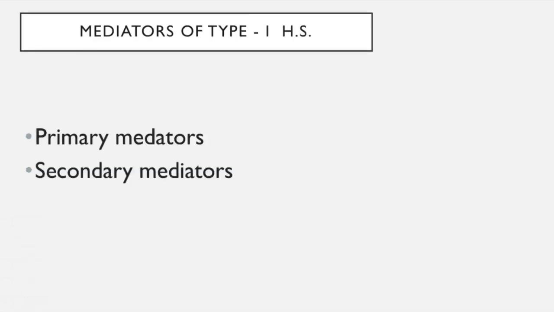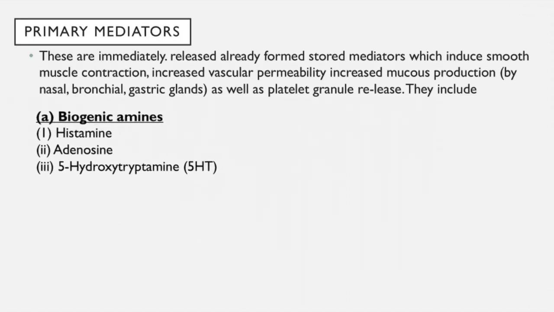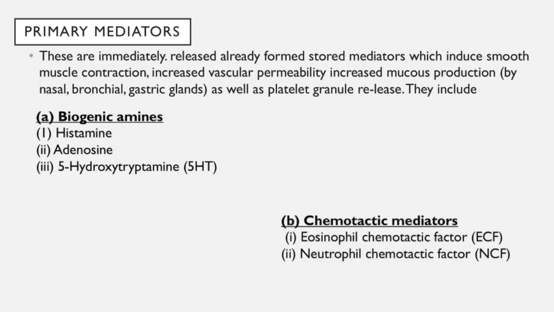Type 1 hypersensitivity involves two types of mediators. They are primary and secondary mediators. Primary mediators are immediately released, already formed, stored mediators which induce smooth muscle contraction, increased vascular permeability, increased mucus production by nasal, bronchial and gastric glands, as well as platelet granule release. They include biogenic amines: histamine, adenosine, and 5-hydroxytryptamine, 5-HT. They are biological amines.